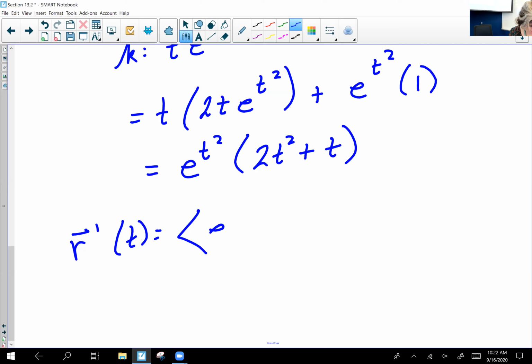Okay, so that's going to be e to the t. Sorry, I have a quick question. Yeah, go ahead. When you pulled out the e to the t squared and left the 2t squared plus t, shouldn't that last t be a 1? Yeah, thank you.